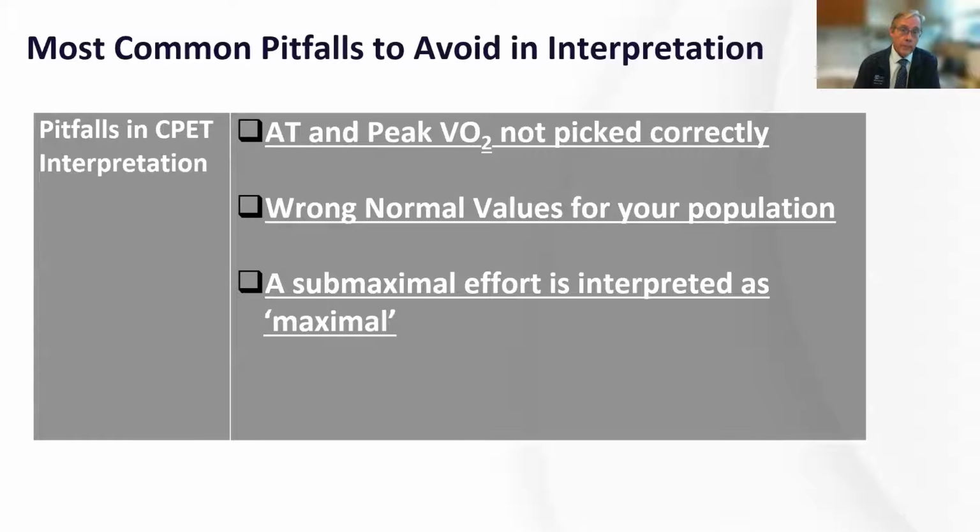So anyway, I promised you some common pitfalls, and they're related to what we just talked about. Did you pick the AT and the peak oxygen uptake correctly? If you didn't do that, basically everything else is going to go awry past that. The wrong normal values for the population, we just talked about. If you're getting a lot of abnormals in people that you think actually are fine, that's weird. And if you have somebody that's got severe heart and lung disease, and they're exceeding predicted values, that's also going to trigger a little bit of an investigation.